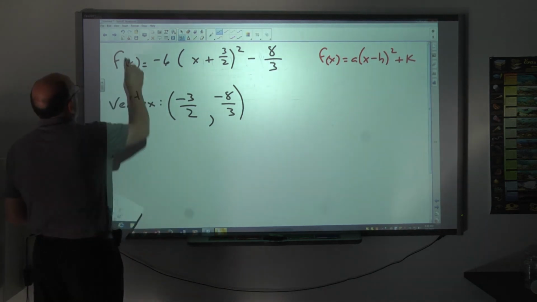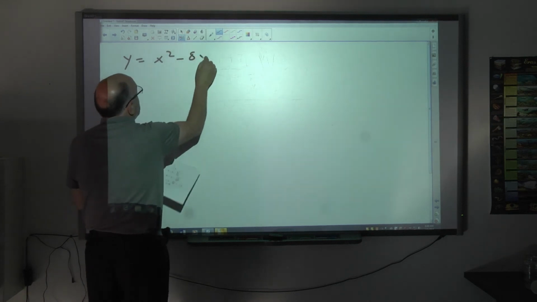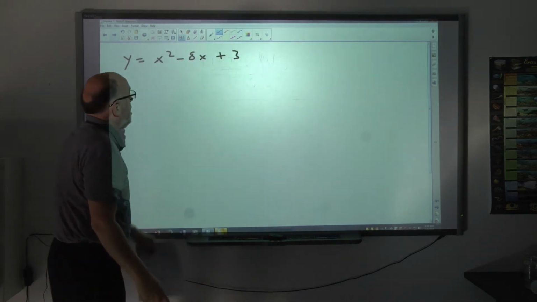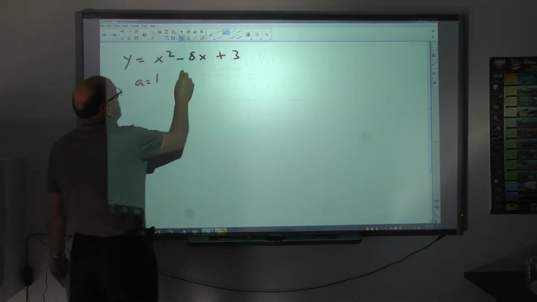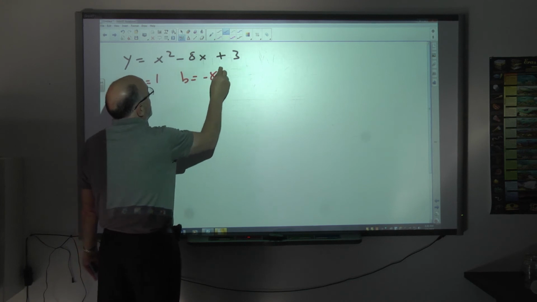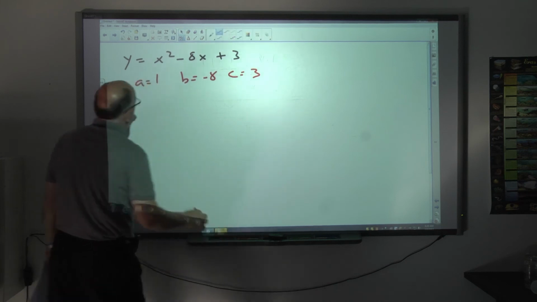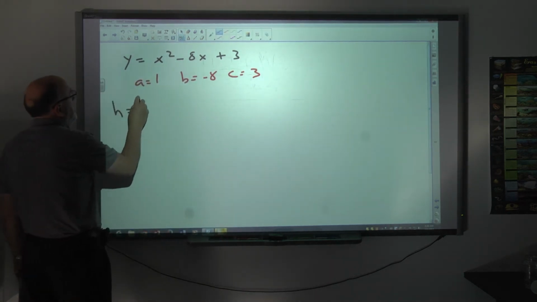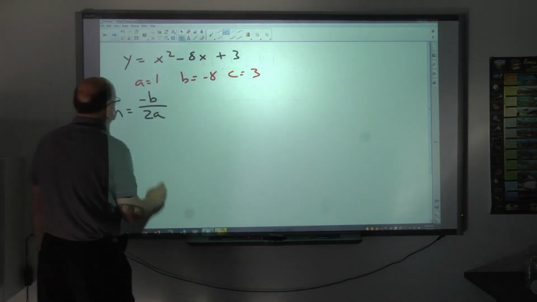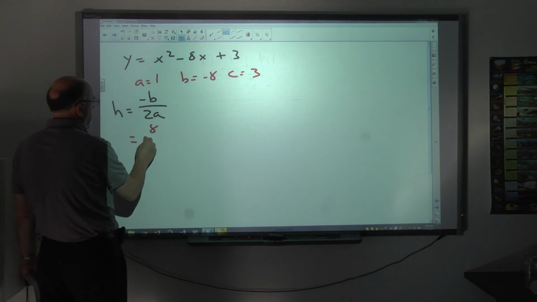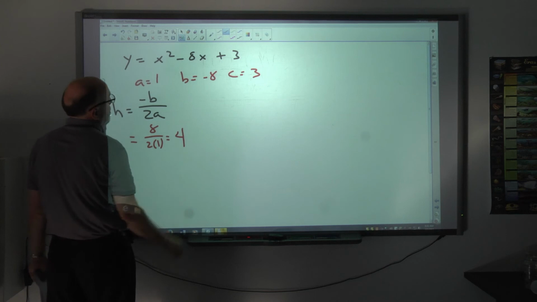Another example. Let's say we have this, y equals x squared minus 8x plus 3. And we know first in terms of our a, our b, our c: a is going to be 1, b is going to be -8, and c is going to be 3. Right? So my vertex, which is given to be h equals minus b over 2a, is going to be 8 over 2 times 1, and so this is going to be 4. Right?